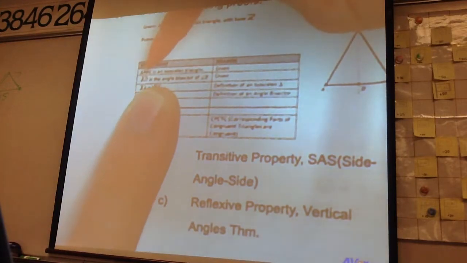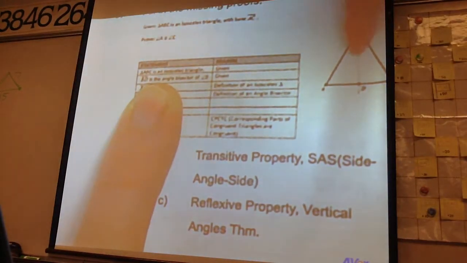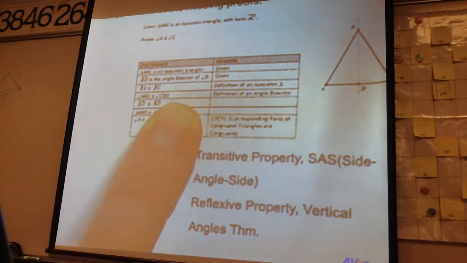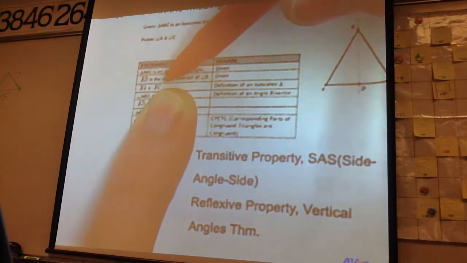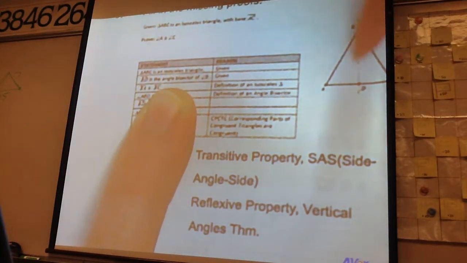BD is the angle bisector of angle ABC. Triangle ABC is an isosceles triangle. That's given, so we know two sides are equal. But we don't know which two sides, do we? Does it say BD is the angle bisector? Yeah, BD is the angle bisector. So BD bisects angle B.